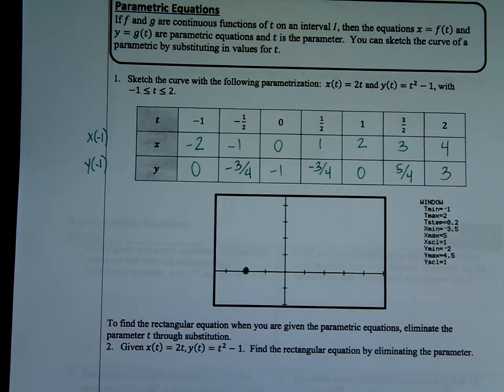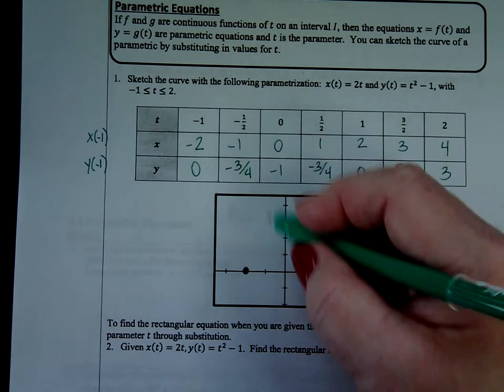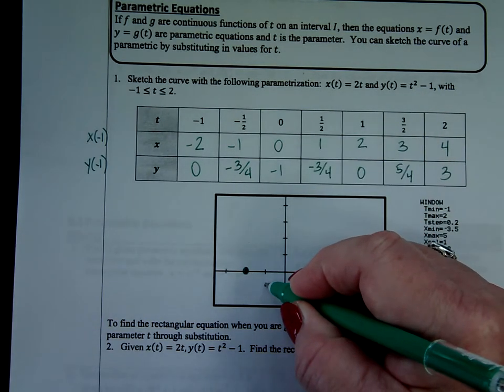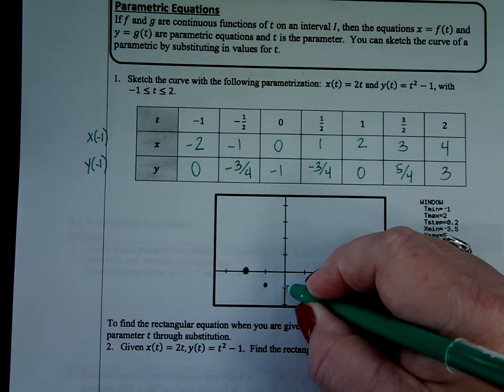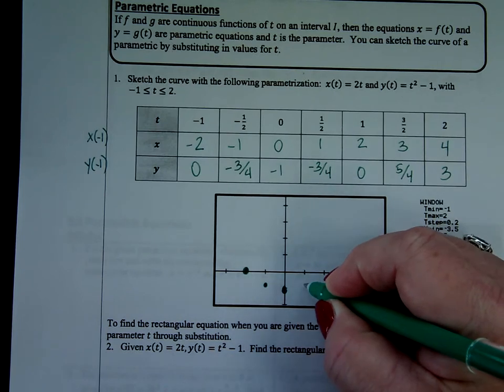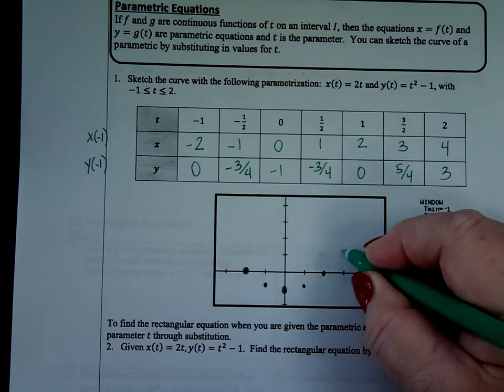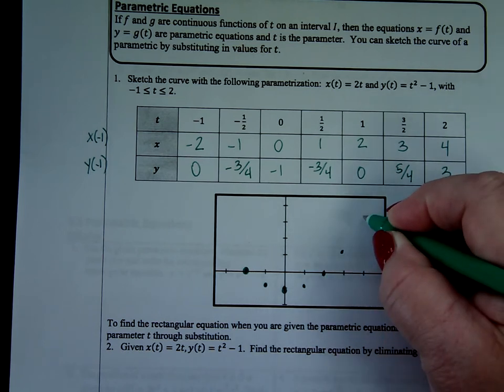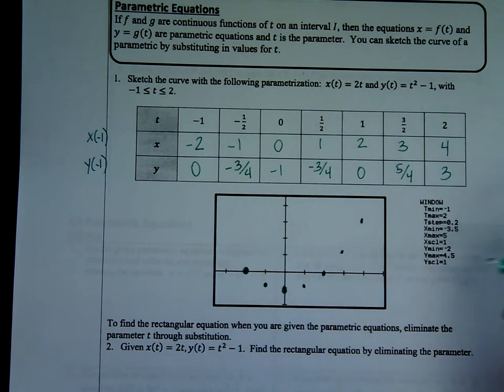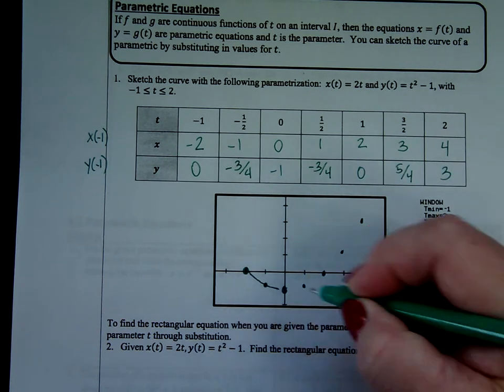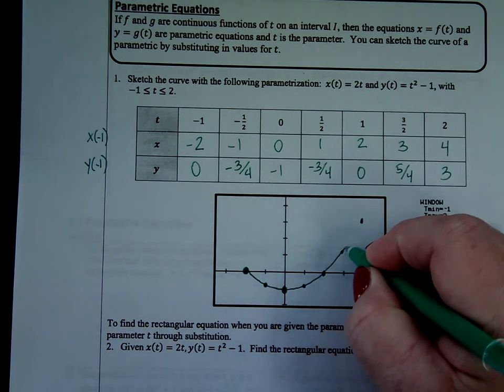All right, so plot the points now. If I do that, -1, -3/4, these are estimations. 0, -1, 1, -3/4, 2, 0. Ooh, look at what it's looking like. Any thoughts? All right, if I connect it, I'm kind of looking parabolic, aren't I?